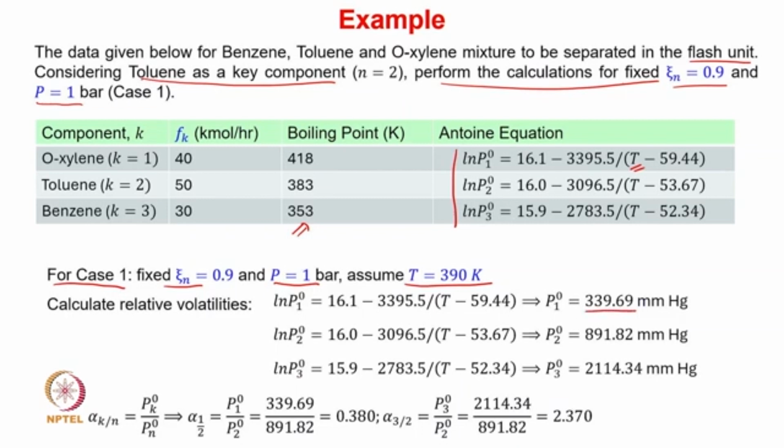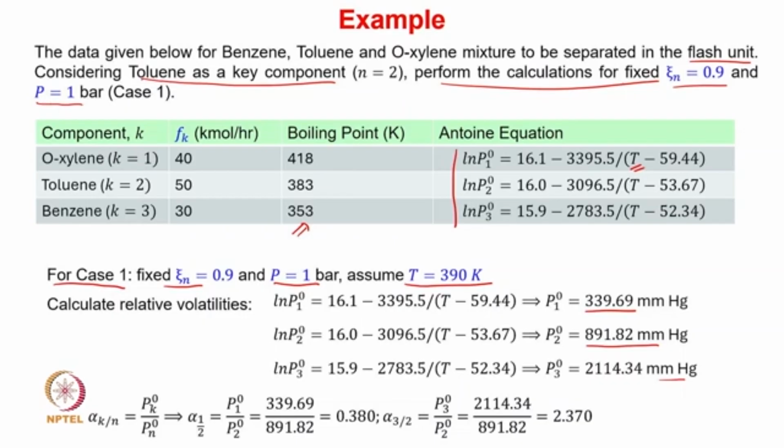339.69 mmHg for orthoxylene. For toluene it comes out to be 891.82 mm of Hg, and for benzene it comes out to be 2114.34 mm of Hg. So these are the vapor pressures we have obtained by using the three Antoine equations. Now these three vapor pressures we can use to calculate the relative volatility. Remember, relative volatility alpha Kn is given by what? Pk naught divided by Pn naught, isn't it? That is what we have derived earlier.